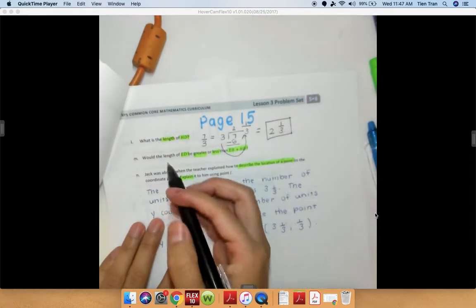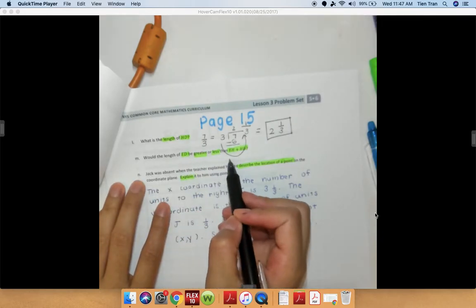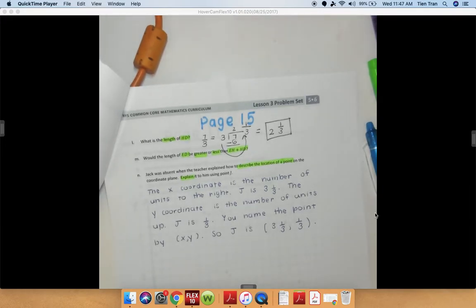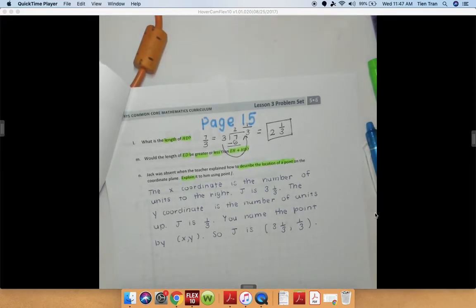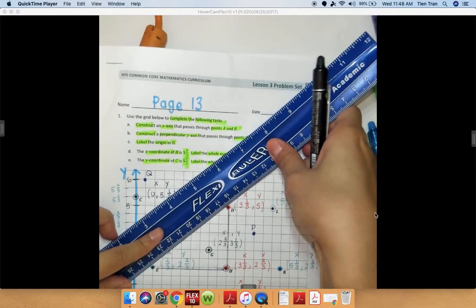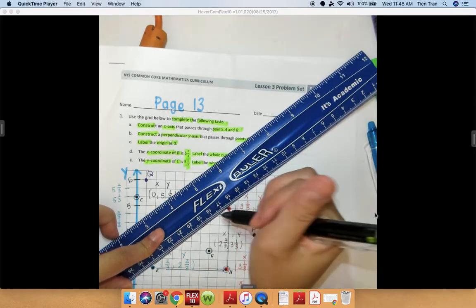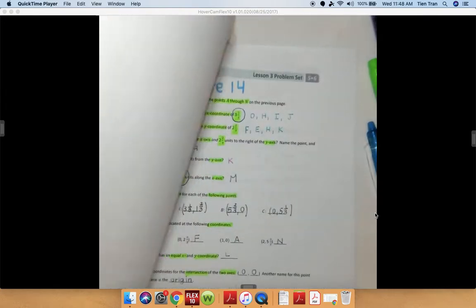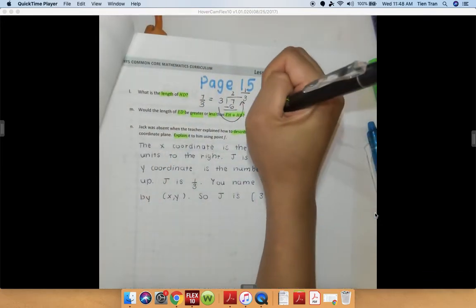That is the distance. Will the length ED be greater or less than EH and HD? So I need to figure out, is it going to be greater than or less than? So I'm looking at ED, which is right here, and I'm looking at HD. So I have ED, which is across, and then I have HD. So looking at that, I know that it is going to be less.